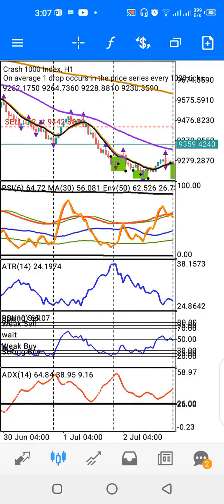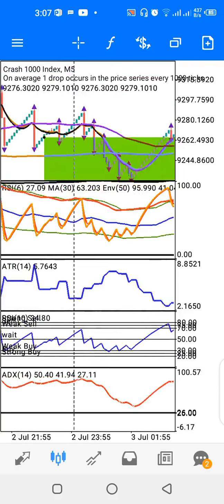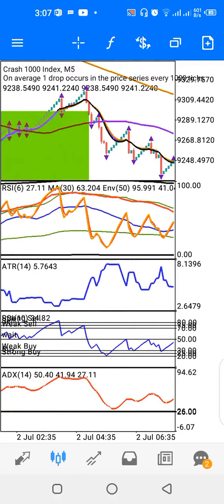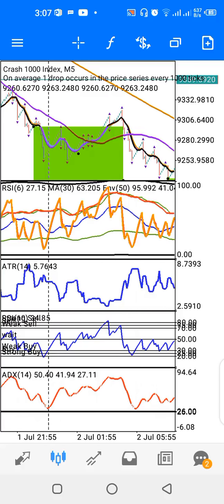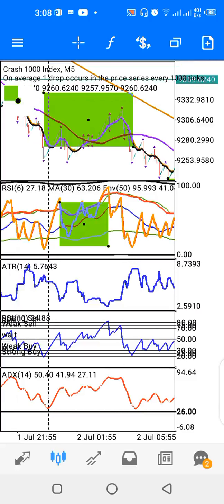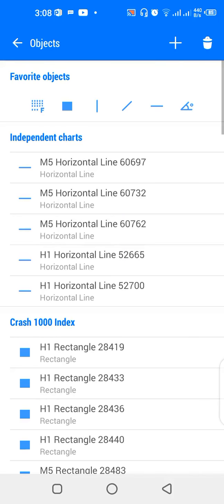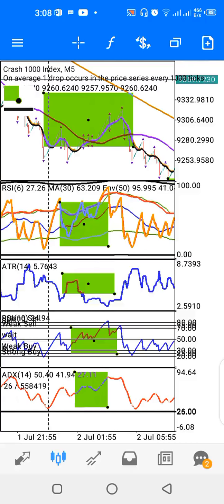The essence of the video is for you to learn how you can use this strategy to trade Crash 1000 index. Now I'm going to take the chart to the 5 minutes time frame. For Crash 1000 index, this is my main window. This is indicator window 1. This is indicator window 2. This is indicator window 3. And this is indicator window 4.